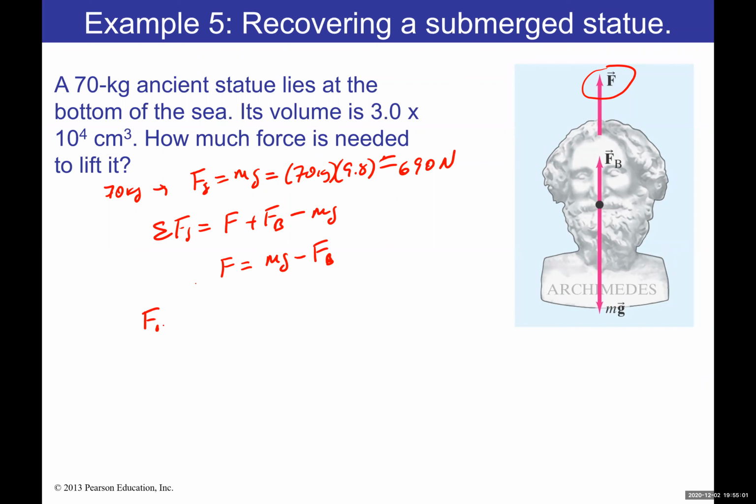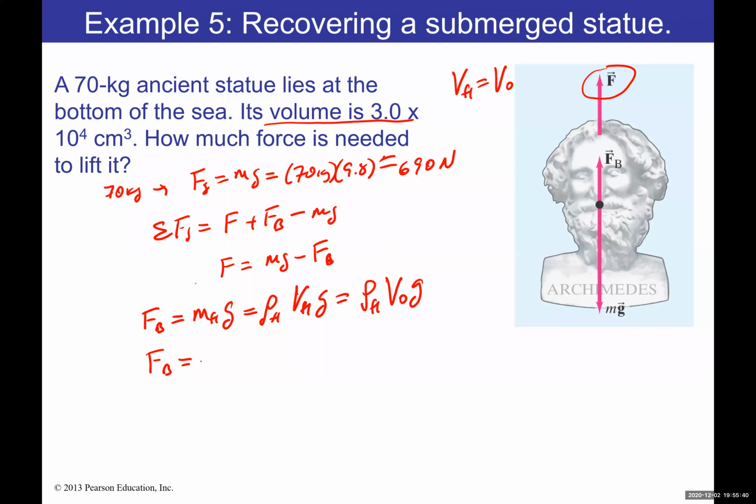All right, so the buoyant force equals the weight of that displaced fluid, which is the mass of the fluid times g. But we can replace the mass with the density of the fluid times the volume of the fluid, times g. Now, we're not given how much volume was displaced, but we know the volume of the statue. And the Archimedes principle says that the volume of the displaced fluid is equal to the volume of the object. That means it's equal to the density of the fluid times the volume of the object times g. So then we can calculate the buoyant force from here.